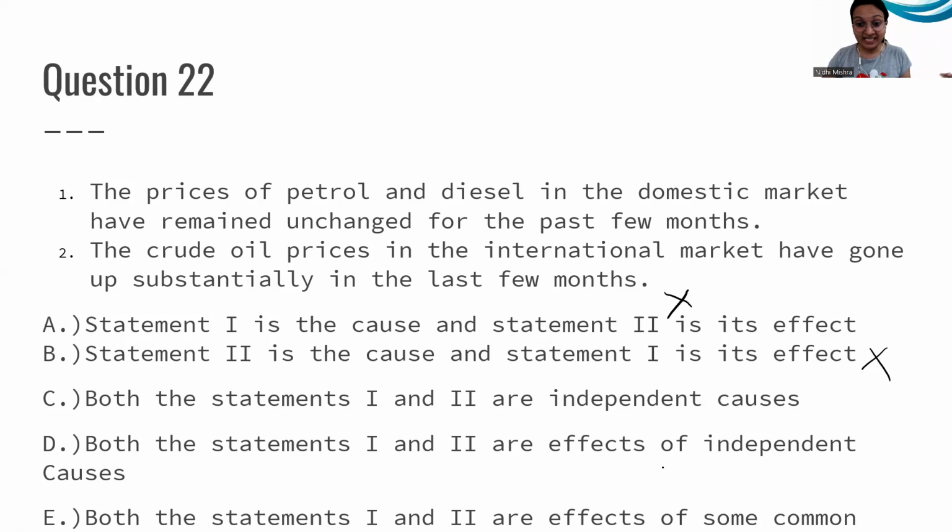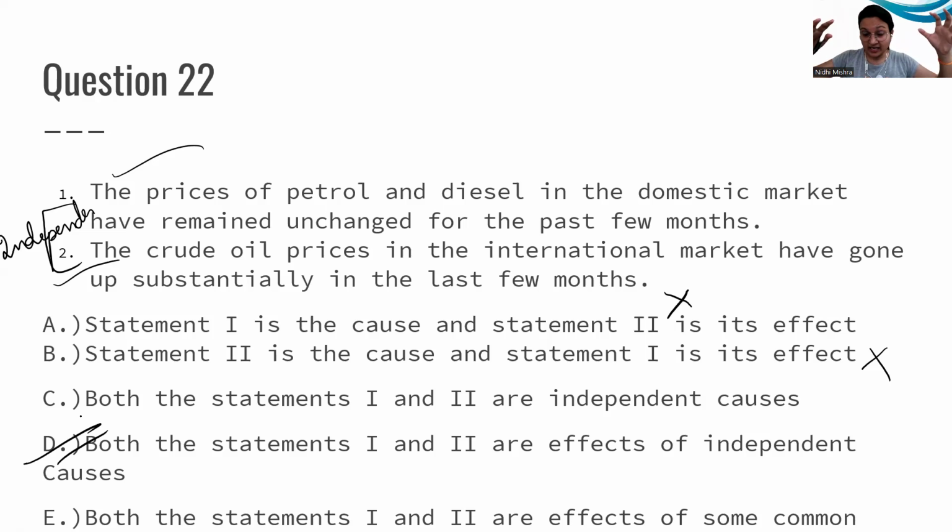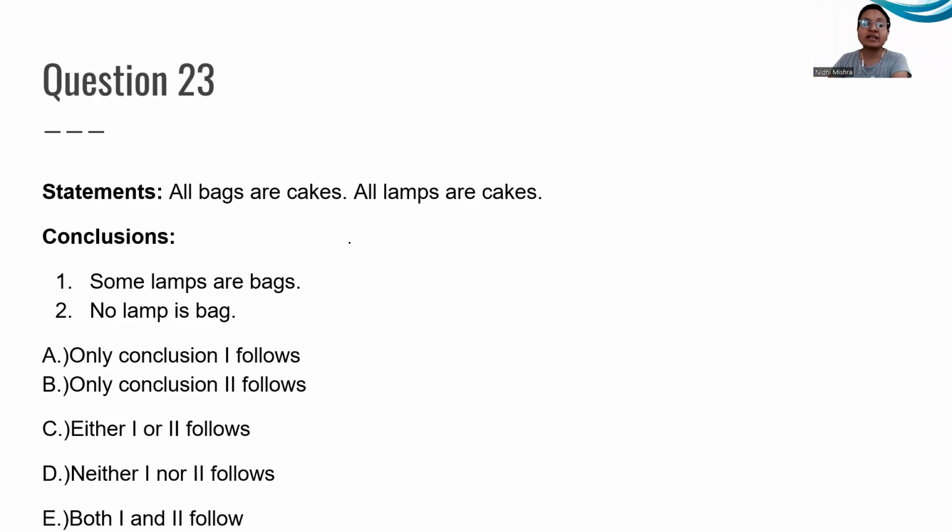Both these statements 1 and 2 are the effects of independent causes. Now these two statements are independent, and these are not causing anything. This is also an effect and this is also an effect. In the international market, the market can be somewhat unstable. That's why the prices are high. So I guess this should be correct. These are effects of independent causes because there is no relation between them. Both the statements are effects of some common cause? No, these are independent because there is no relation between them. Correct? Yes.